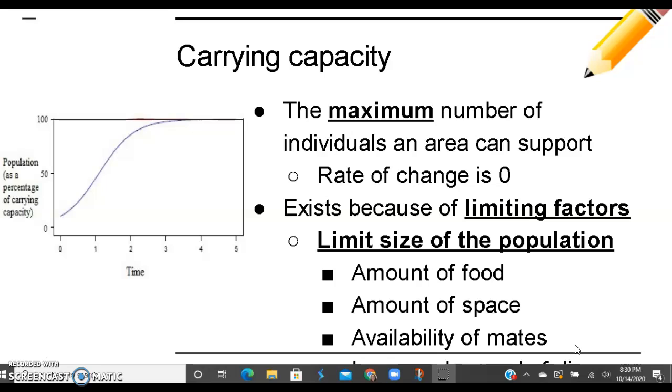Those are all examples of biotic factors that are limiting factors. But you can also have abiotic factors too, like water, weather, and climate. Those could also limit the size of populations.